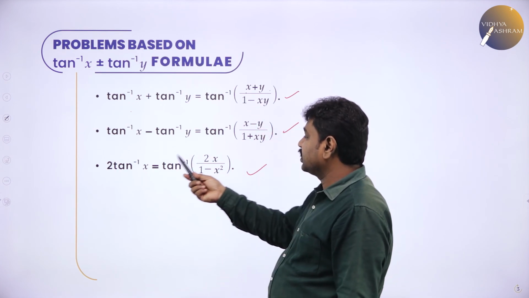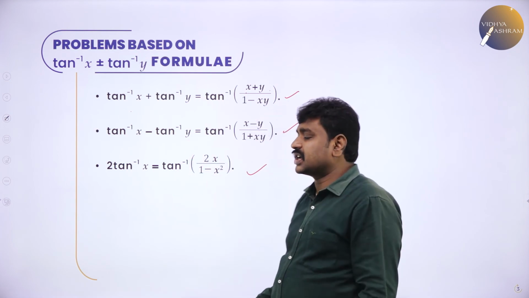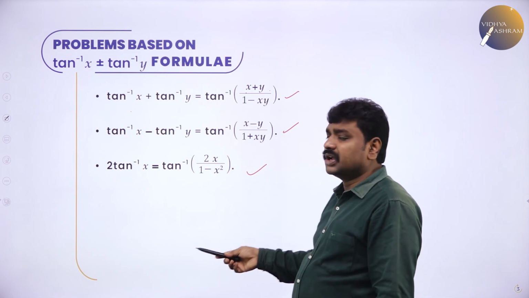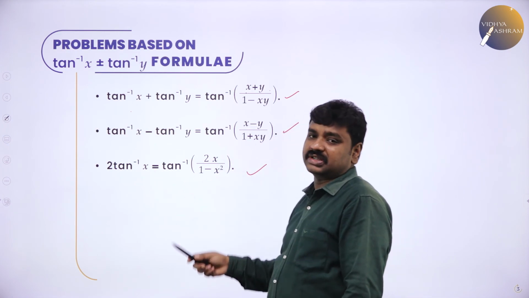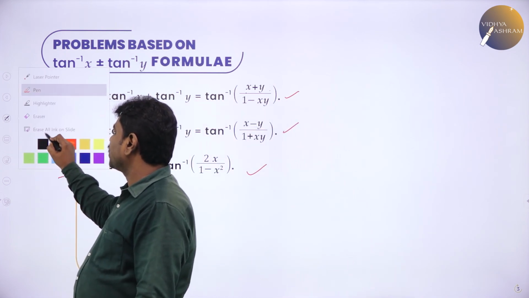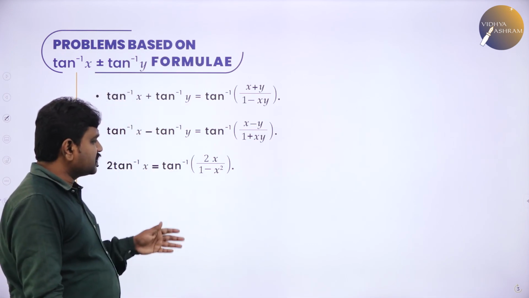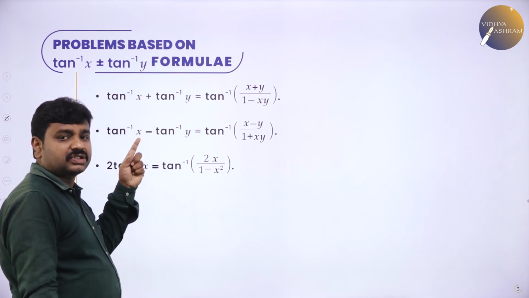And the second important thing, tan inverse x minus tan inverse y. What is tan inverse x minus tan inverse y? Tan inverse of x minus y by 1 plus xy. And 2 tan inverse x is tan inverse of 2x by 1 minus x square. These are the standard formulae. Based on this, you can expect a question for the board exam positively, and all these things can be derived. The last term we can derive using the first term.